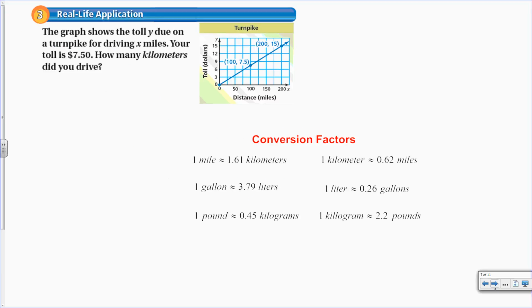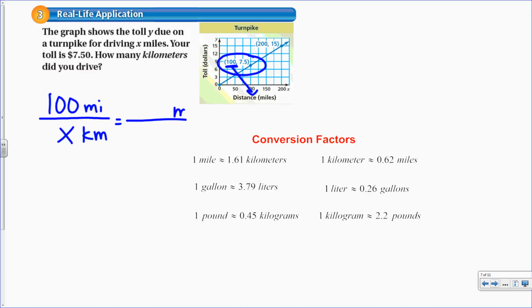Okay, let's look at this last example. It says the graph shows the toll Y due on a turnpike for driving X miles, and your toll is $7.50. So how many kilometers did you drive? So looking at the graph here, there's 2 numbers, and this one has the $7.50. And it says that we went 100 miles. So I know I went 100 miles, but it wants how many kilometers. So I'm trying to change from miles to how many kilometers would that be.